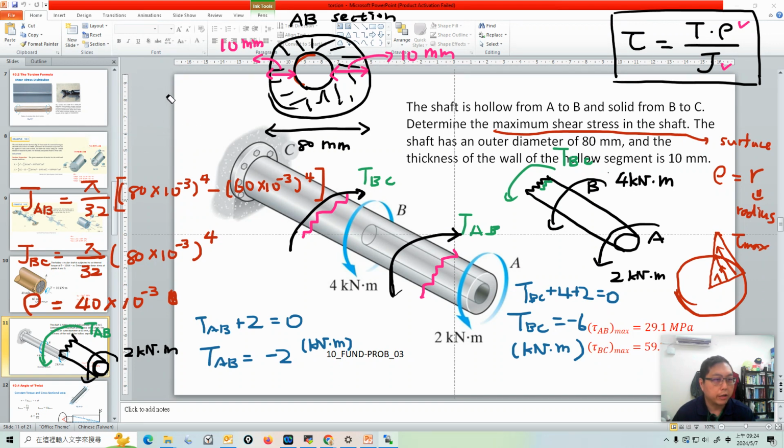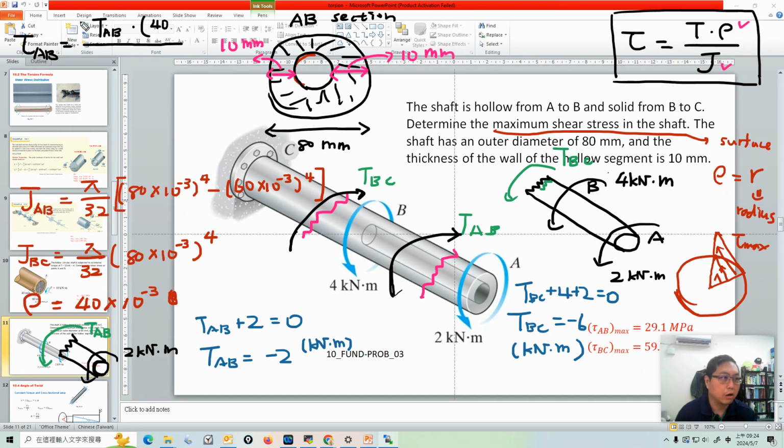So let's calculate the shear stress at the AB section first. We need to know the magnitude of T_AB, and the radius is 40. Be careful, its radius is 40 because at the surface, so rho is equal to r.